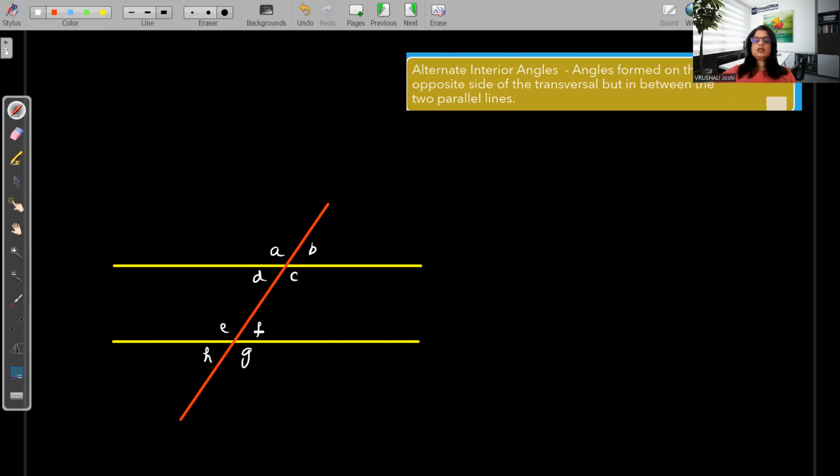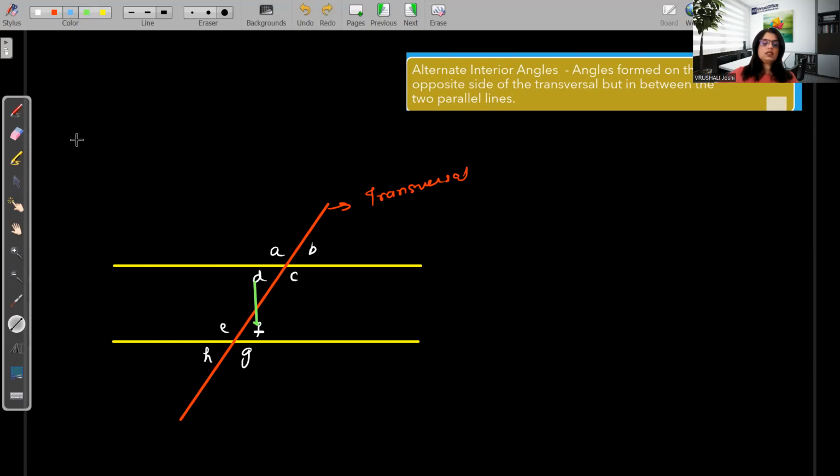Now, alternate interior angles means angles formed on the opposite side of the transversal, but in between the two parallel lines, because they are interior. They are on the interior. They are on the opposite side of the transversal. Which is the transversal? This is the transversal. And where are they? They are on the opposite side. That means we are talking about these two, and we are talking about these two. Correct? We are talking about these angles.